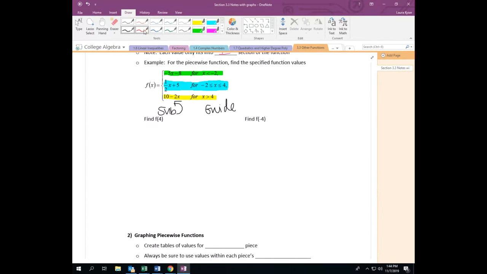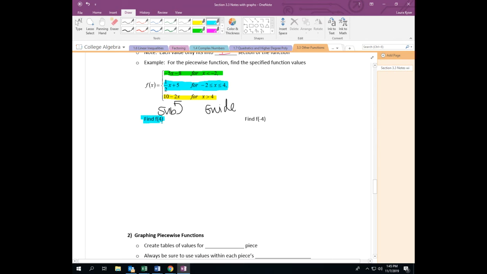So we're going to start off by finding f of 4. First thing we need to do is determine, where does 4 belong? Who does it belong to? Is it less than negative 2? Is it in between negative 2 and 4, including those values? Or is it greater than 4? Well, because we have this less than or equal to here, this 4 belongs in the middle one.